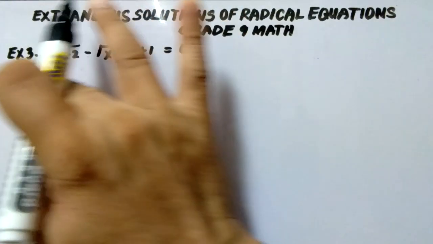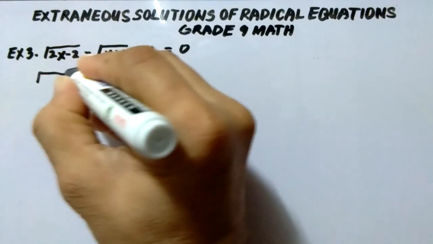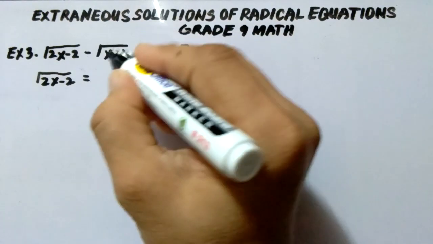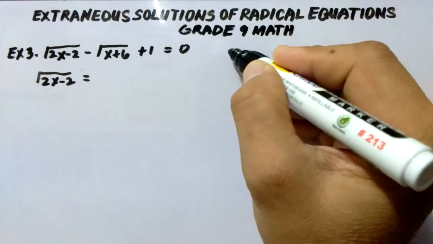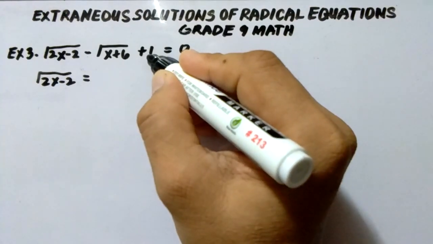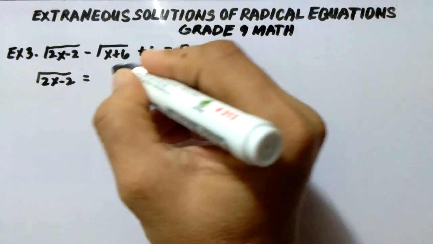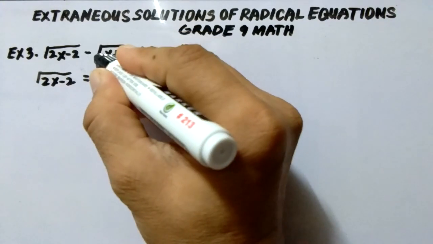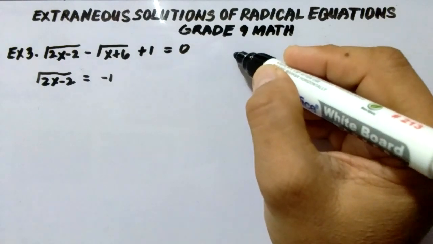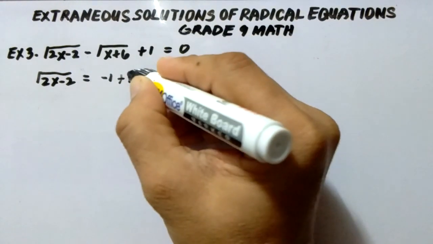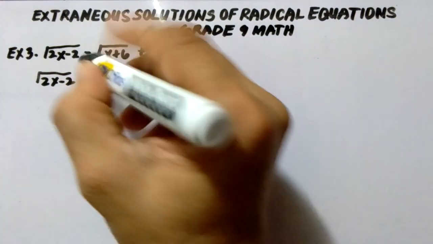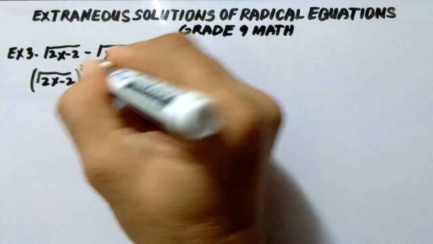Square root of 2x minus 2 is equal to. Then, ito pong mga kasama, transpose po natin dito sa may right side. So, we have positive 1. Transpose to the right side becomes negative 1. Then, negative square root of x plus 6 transpose to the right side, so becomes positive square root of x plus 6.